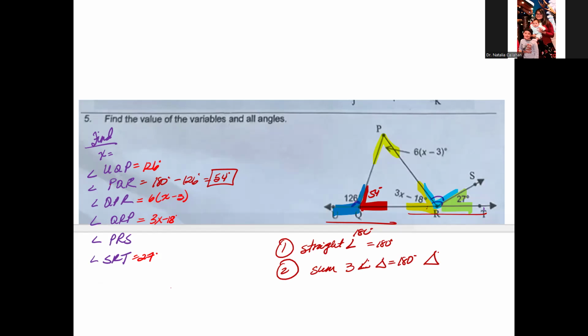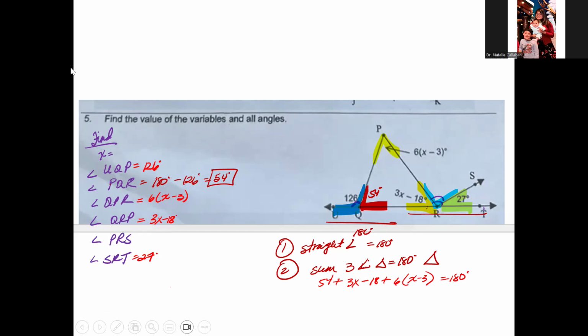Good. Do I at least have some numbers for all three angles? Like there's no blanks in those angles. Yeah, so let's do that. We're gonna say the red plus the orange plus the yellow equals 180, right? So I'm gonna have 54, which is the red angle, plus 3x minus 18, which is the orange angle, plus 6(x minus 3), which is the yellow angle, equals 180.